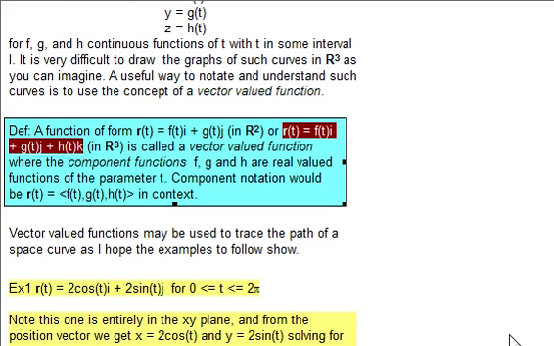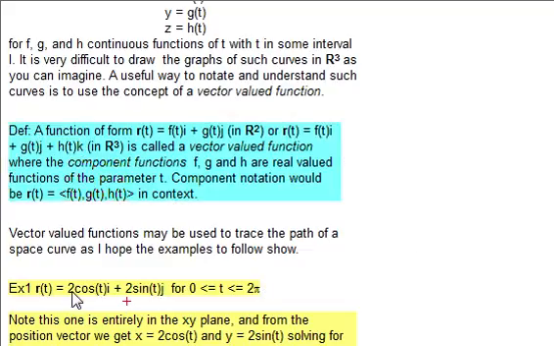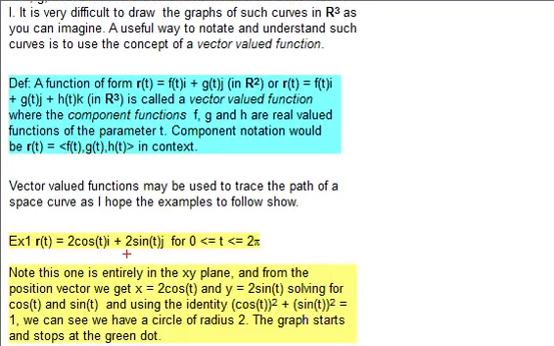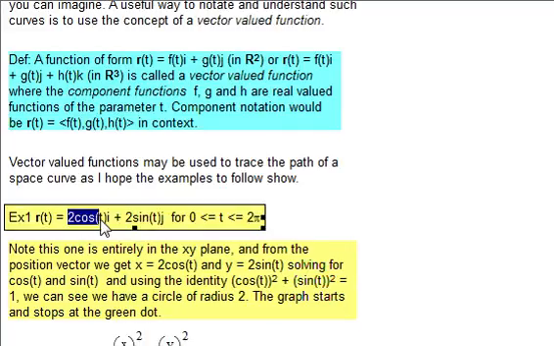The first one is entirely in the xy plane, because you notice I don't have a k. So r of t is 2 cosine t i plus 2 sine t j for 0 less than or equal to t less than or equal to 2 pi. And that should be fairly easy to understand. Chapter 9, Section 2 would remind you. What we have is x of t, the x-coordinate of a point, is 2 cosine of t, the y-coordinate of a point is 2 sine of t.